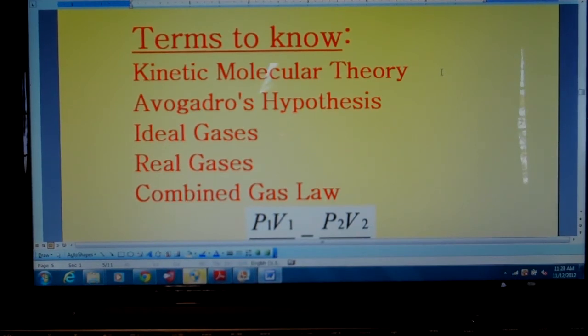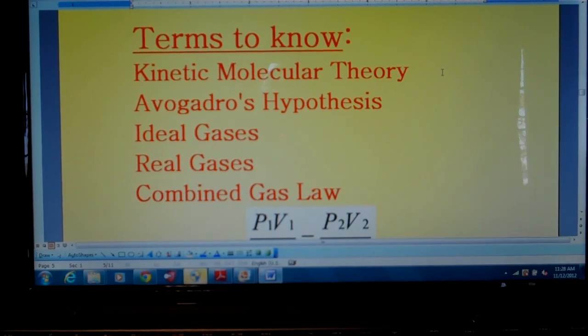So elements such as helium and hydrogen, those are your small particles. They have very little force of attraction. So those are the gases, helium and hydrogen, that are most ideal.